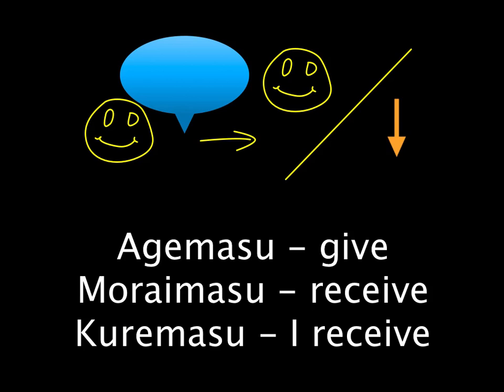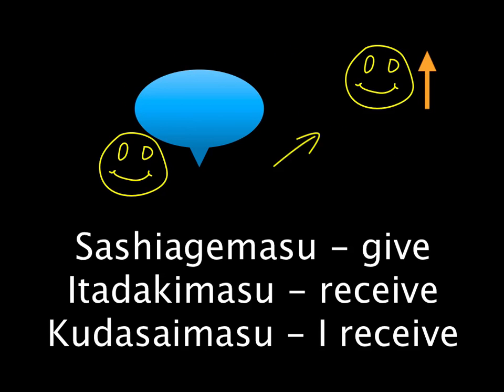So that's about all for this one. It's a relatively lengthy topic and can be a little confusing, but at the end of the day, we have our verbs agemasu, which is give, moraimasu, which is to receive, kuremasu, which is to be given something, and then the polite forms of those, which is sashiagemasu for give, itadakimasu to receive, and kudasaimasu, I was given something.